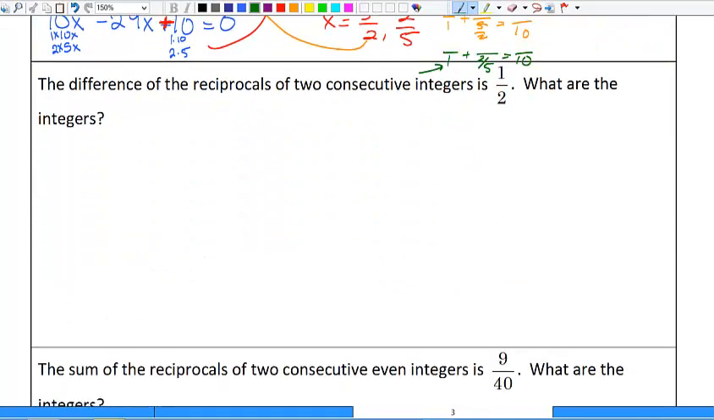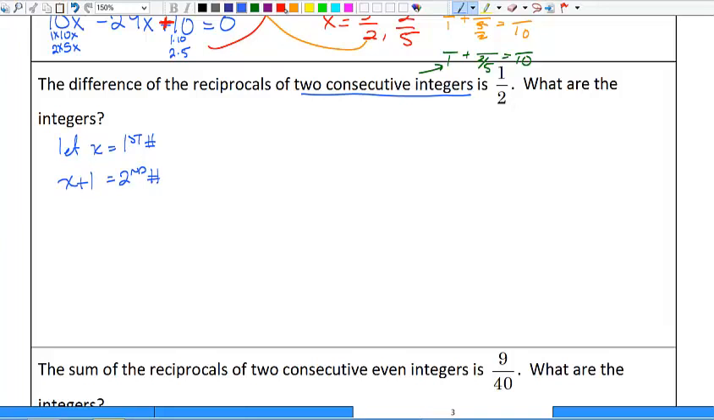On our next problem, it says the difference of the reciprocals of two consecutive integers is 1/2. What are the integers? Whenever you see two consecutive integers, you're going to let x be equal to your first number and x plus 1 be equal to your second number. That's what two consecutive integers automatically tells you.